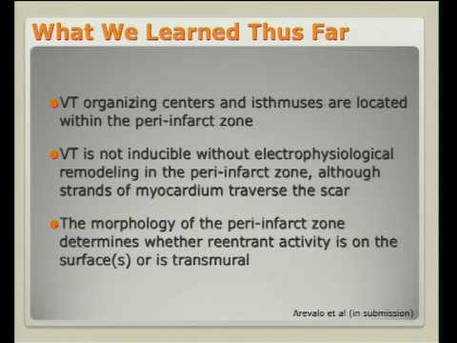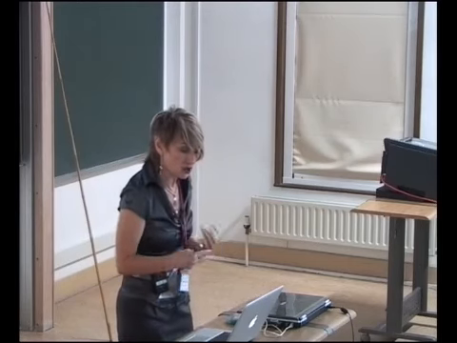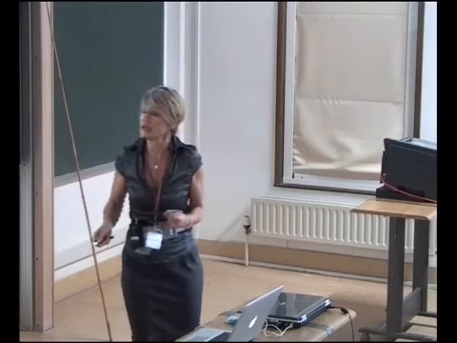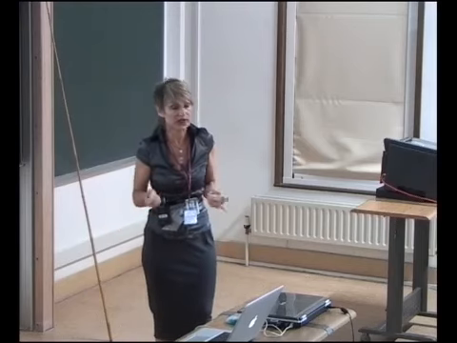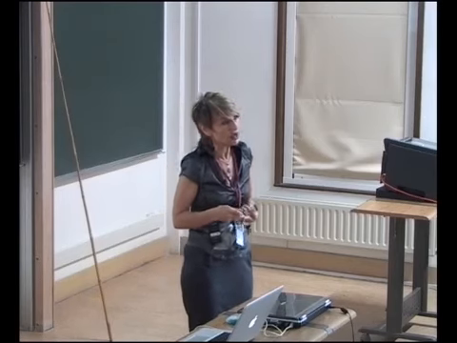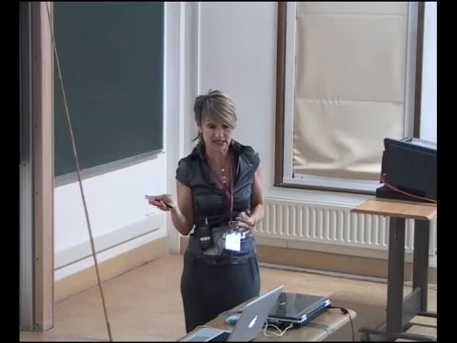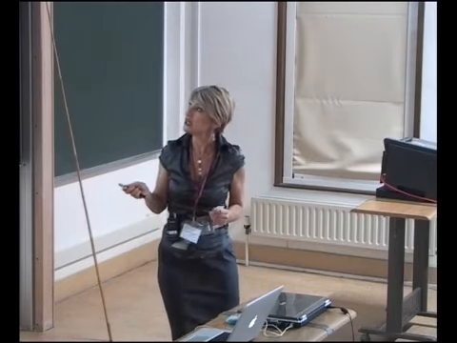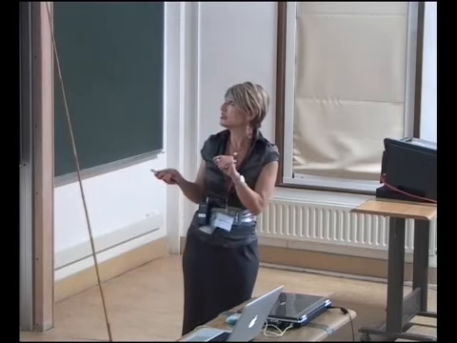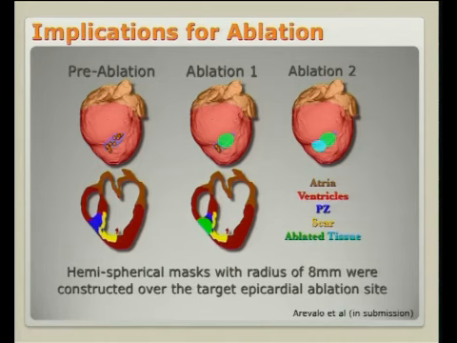So what we learned thus far is that the VT organizing centers and isthmuses are located within the peri-infarct zone. VT is not inducible without electrophysiological remodeling in the peri-infarct zone, although strands of myocardium traverse the scar. The morphology of the peri-infarct zone determines whether reentrant activity is on the surface or it is transmural. So how can we learn from this and how can we apply that in our attempt to optimize the ventricular ablation procedure, which has actually about between 50 and 70% of success in the human.